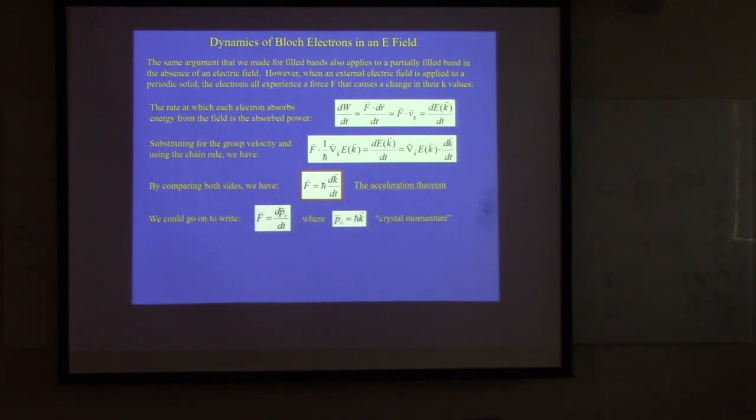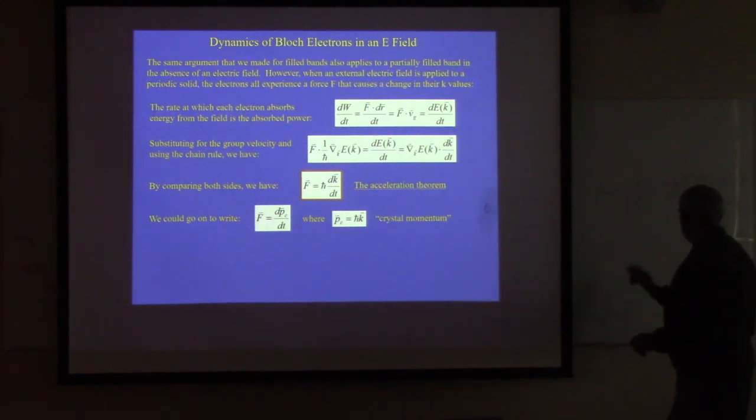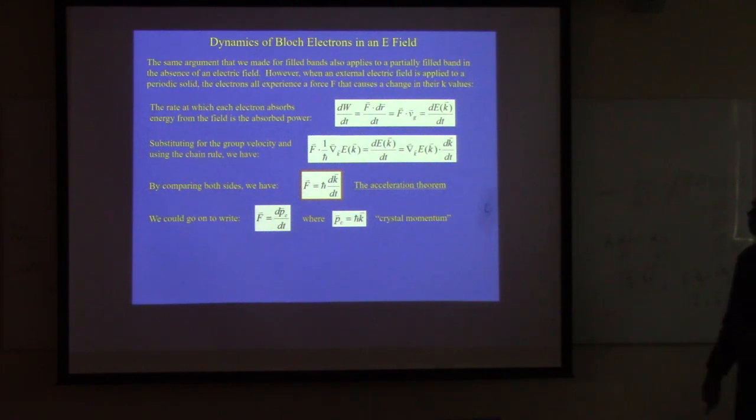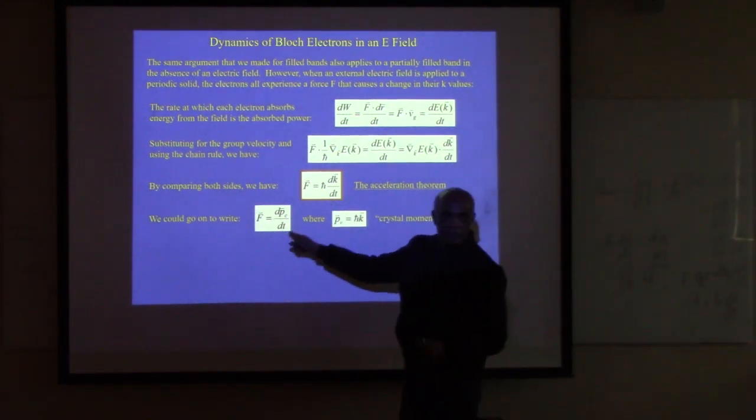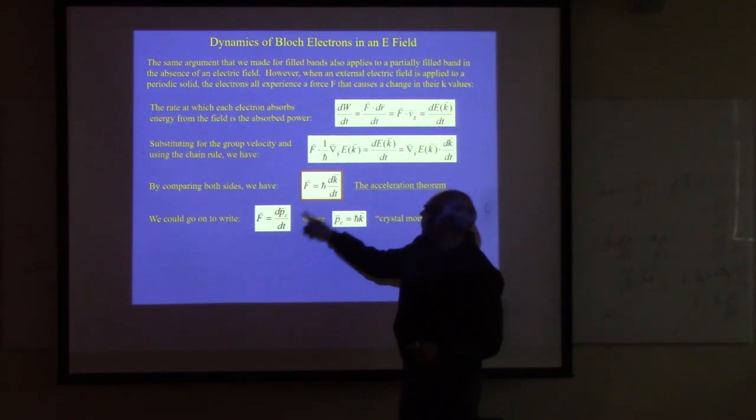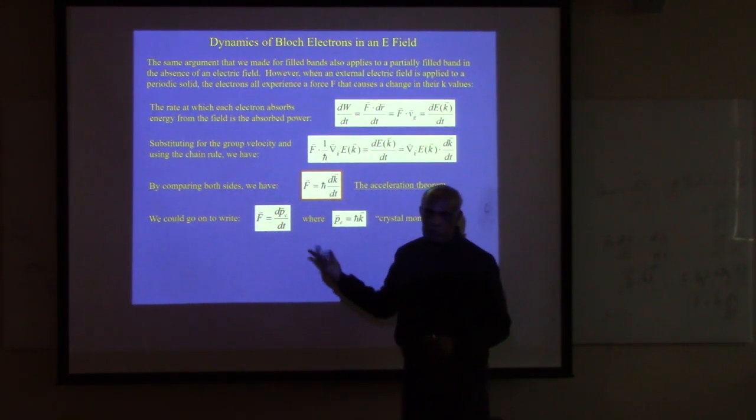So P_c is basically h cross omega, right? If you write these two together, F is h cross dk over dt, and also this is dP over dt, right? If you consider this one, you get P_c equals simply h cross times k. So this is called the crystal momentum. You can compare these two, right? That's okay. dP_c over dt, that means h cross k equals P_c.